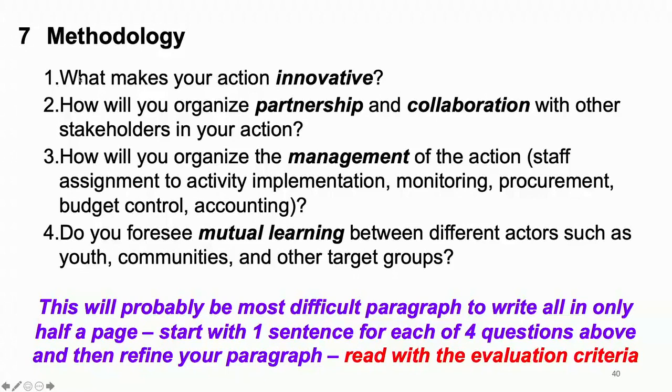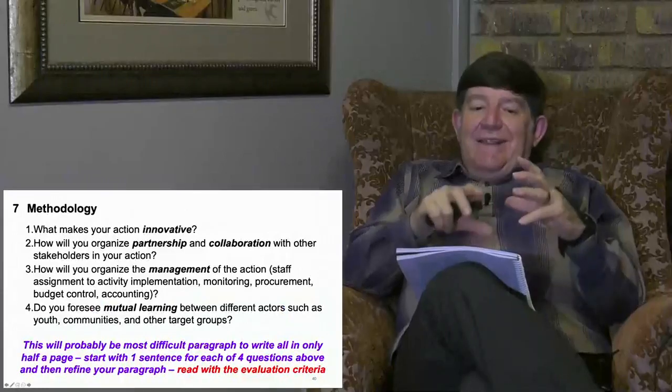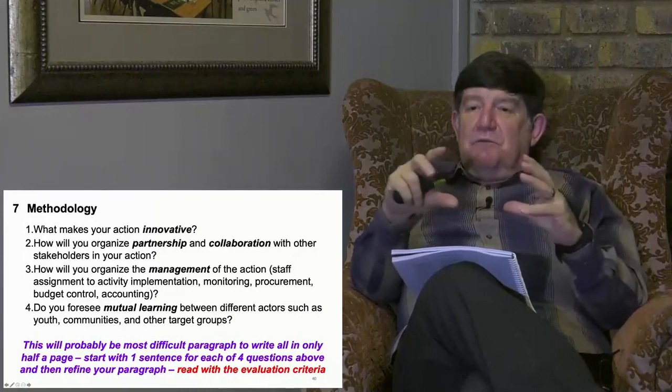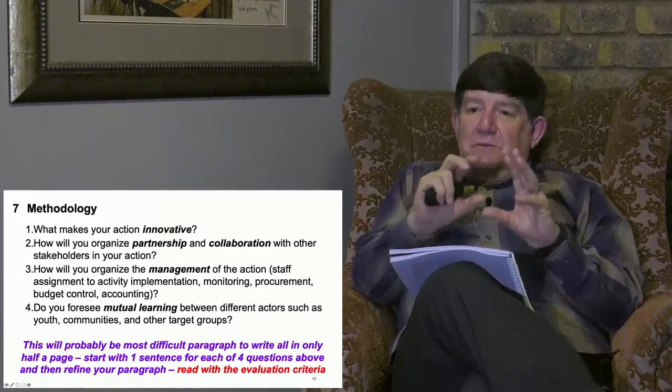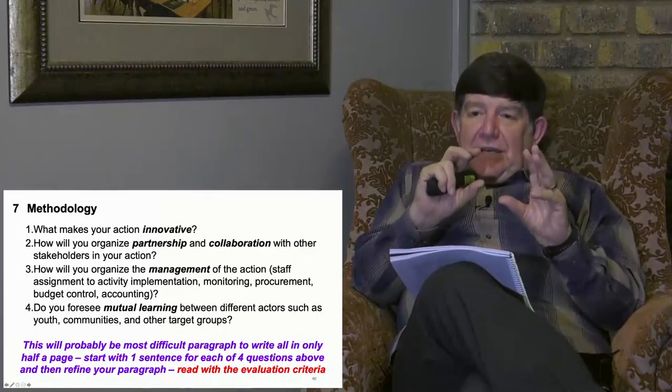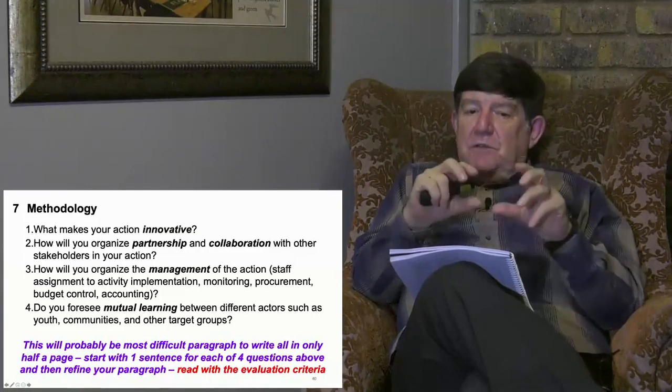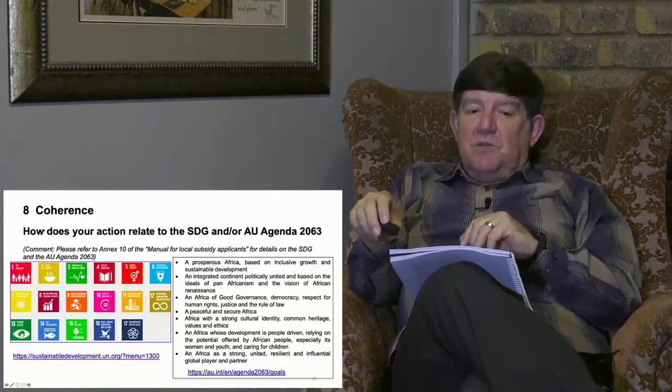Write 1 sentence: what makes your proposal innovative? 1 sentence: how will you organize partnership and collaboration? 1 sentence about your management approach and process for this activity. 1 sentence about the mutual learning process that will take place. Now, read the evaluation criteria, we'll discuss it just now, and then reformulate and expand on these 4 sentences, because you've now got half a page, 350 words, to deal with these 4 key questions, which are linked to the evaluation criteria. You need to spend a lot of time and really formulate this well.